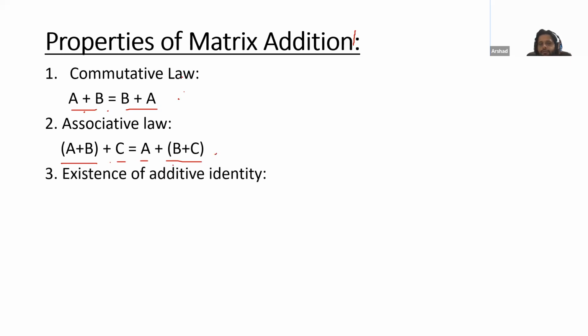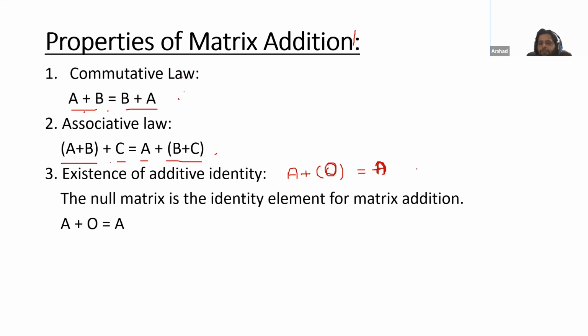Third one, existence of additive identity. Suppose you have a matrix A, then can you tell me what matrix we will add to this matrix so that you will get the same matrix? Fahad and Rifat, what matrix can we add so that we get the same matrix? Null matrix. Very good, Rifat. This is correct. So the null matrix is the identity element for matrix addition.